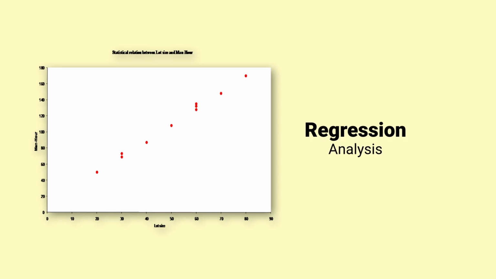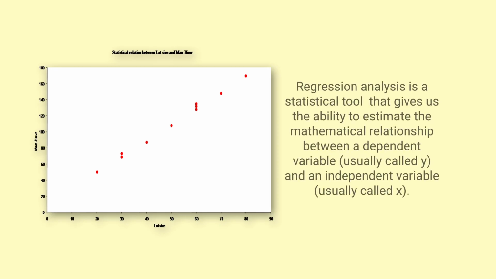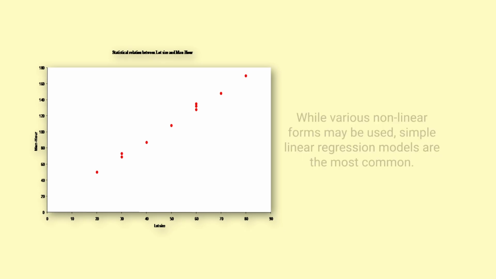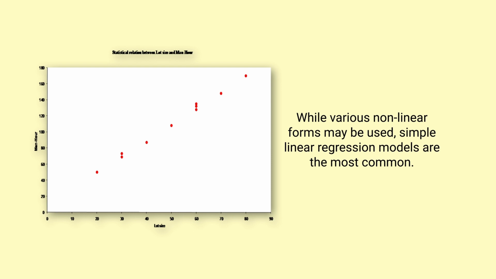Regression analysis is a statistical tool that gives us the ability to estimate the mathematical relationship between a dependent variable, usually called y, and an independent variable, usually called x. This we have already covered, and the dependent variable is a variable for which we want to make a prediction. While various non-linear forms may be used, simple linear models are the most common. If you see this particular image, I think it explains this quite well.